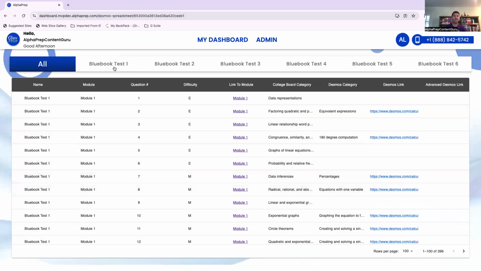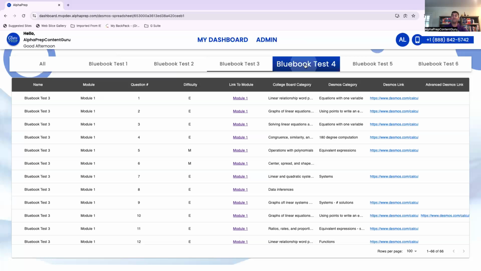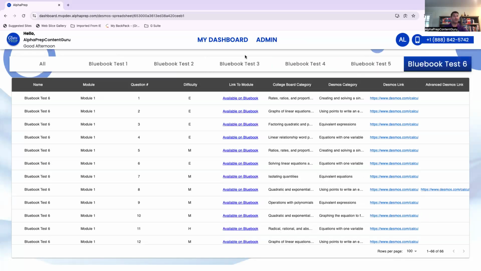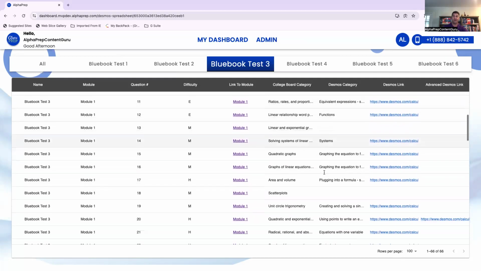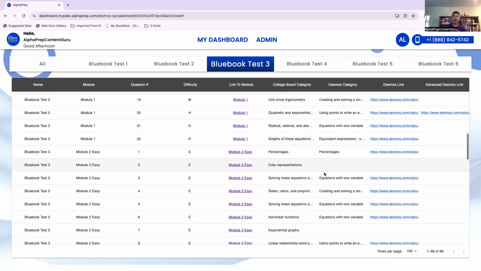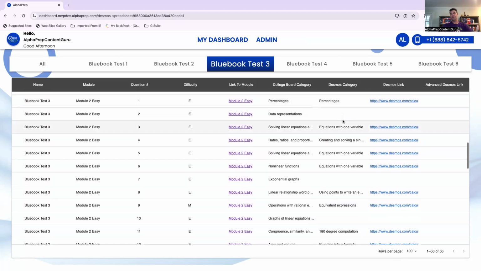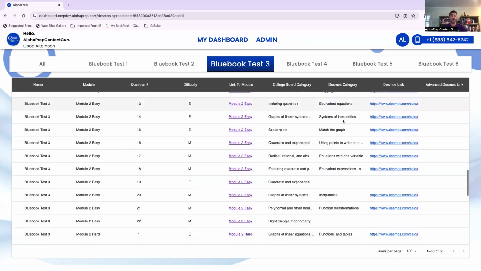When you pop in here, you'll see that you have all the tests, test 1, 2, 3, 4, 5, and 6. You'll notice that if you jump into any test, you have College Board categories. And then in addition to College Board categories, you have Desmos categories. These Desmos categories are categories that we created that we believe are overarching big umbrellas that are connected to how you would use the built-in calculator to approach any of these questions.